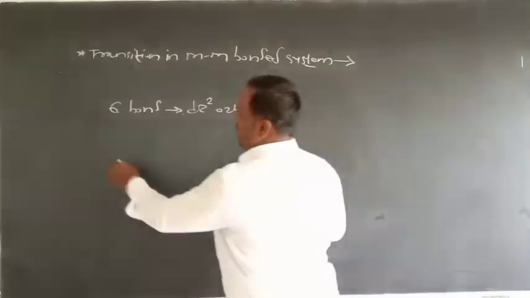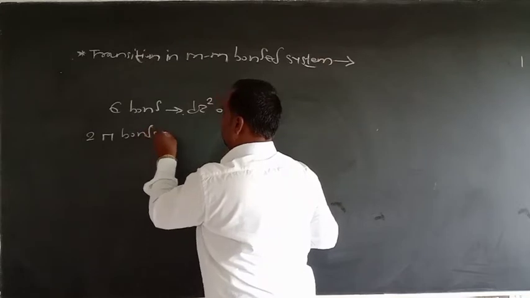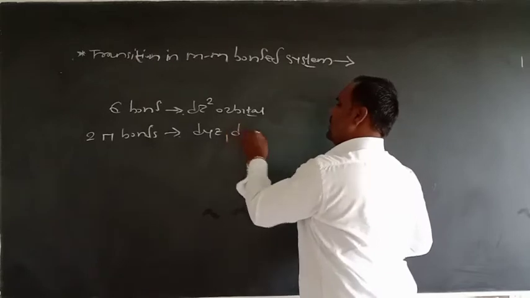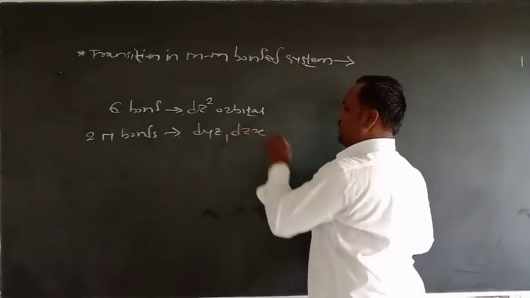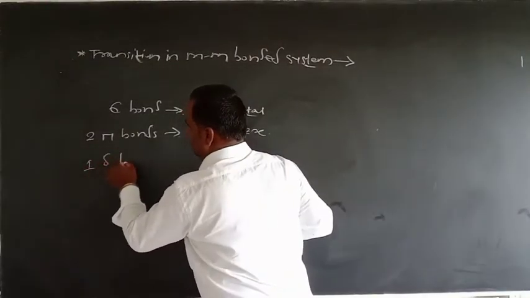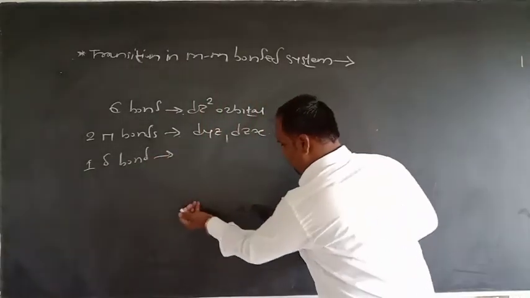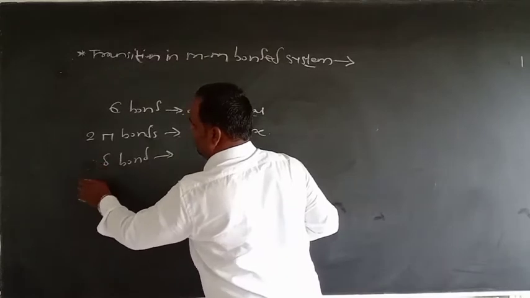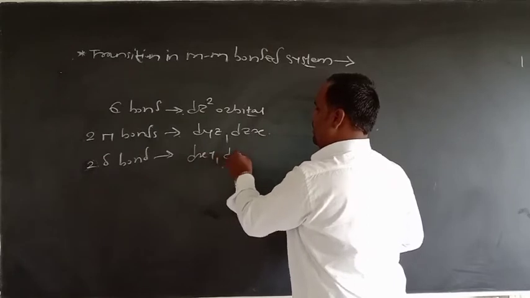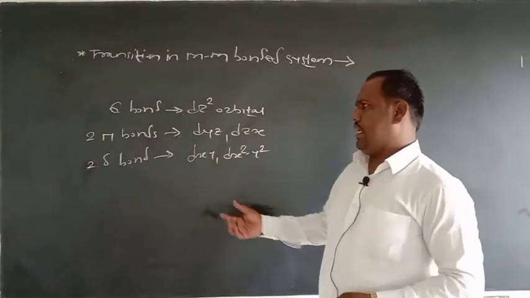Then two pi bonds are formed by the overlapping of the dyz and dzx orbitals of each metal atom, and delta bonds are formed. The two delta bonds are formed by the overlapping of the dxy and dx square minus y square orbitals. So this is the case.